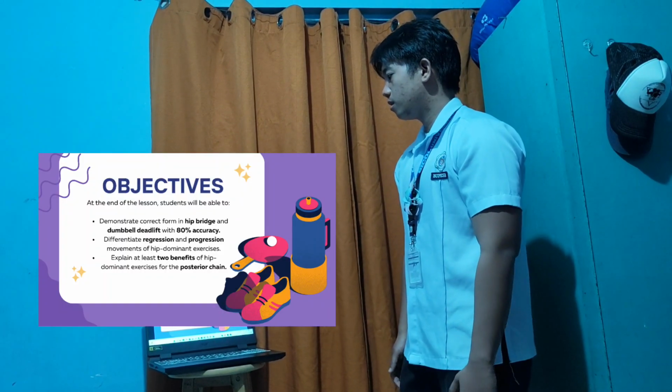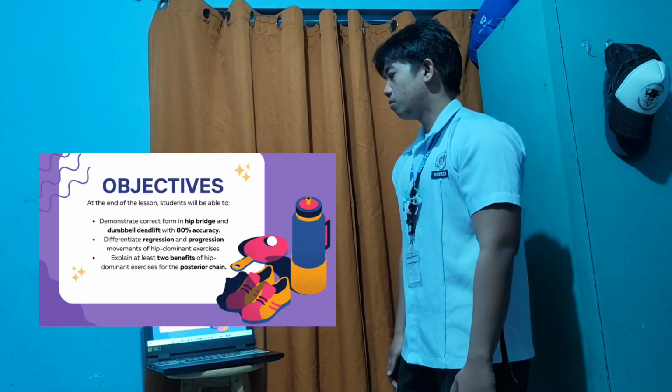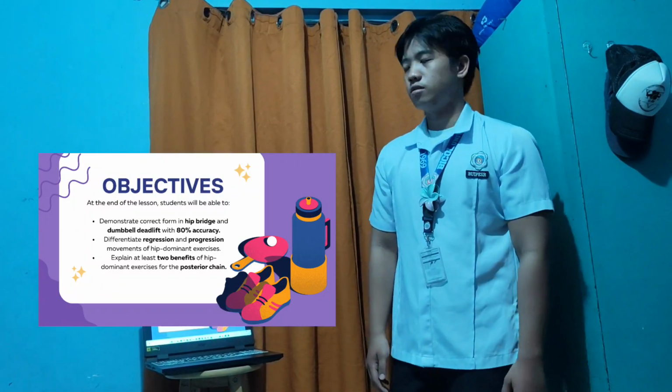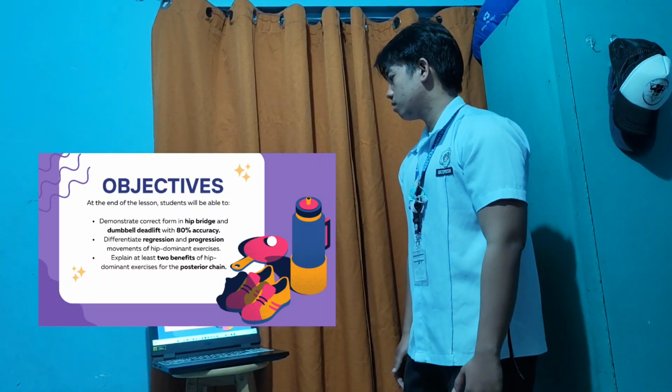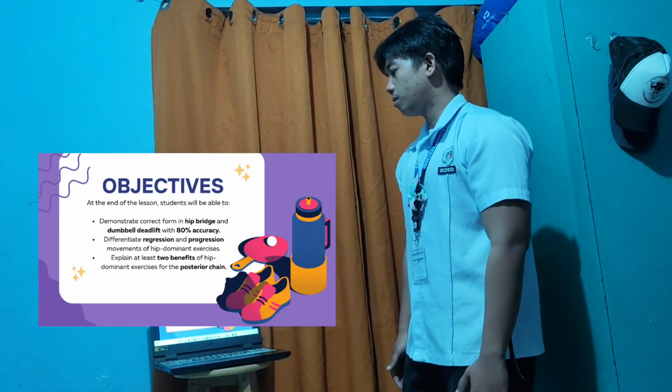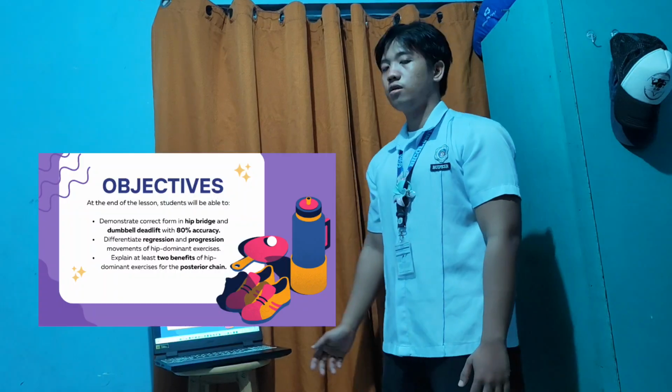Second, differentiate regression and progression movements of hip dominant exercises. The third one is explain at least 2 benefits of hip dominant exercises for the posterior chain.